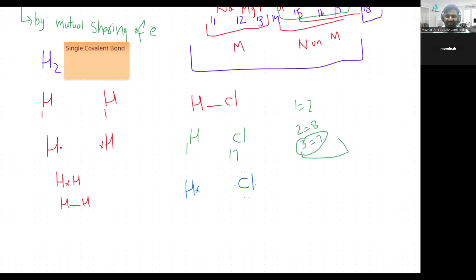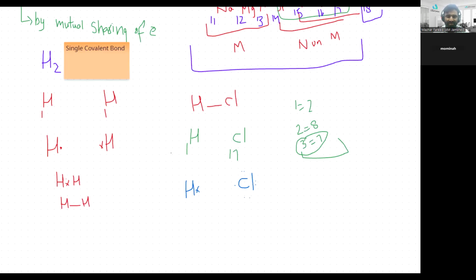Hydrogen accepts an electron from chlorine. It gains 2 electrons and it becomes stable. So they try to become stable with each other. This is called mutual sharing. They share with each other mutually.